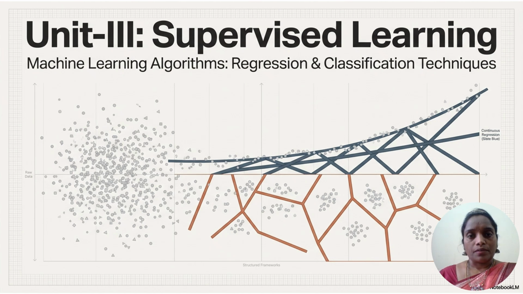Supervised learning is one of the most widely used machine learning paradigms. It learns from labeled data, training data, where both input and corresponding output are available. The objective is to learn a mapping function that can accurately predict outputs for unseen data.